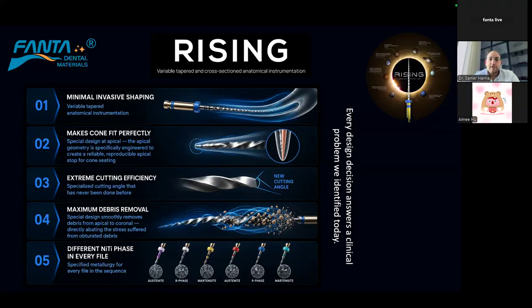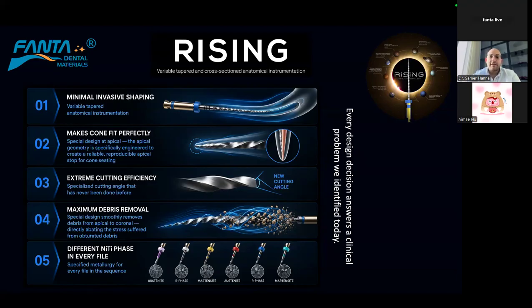It has extreme cutting efficiency, specialized cutting angles that have never been done before. So they created a new cutting angle in order to have better cutting efficiency. Maximum debris removal, again with the angles. If I have good cutting angles, I'm able to create a good geometry in the file to extrude the debris coronally in an easy way, not to pack and not to cause all the problems that we discussed a little bit ago.